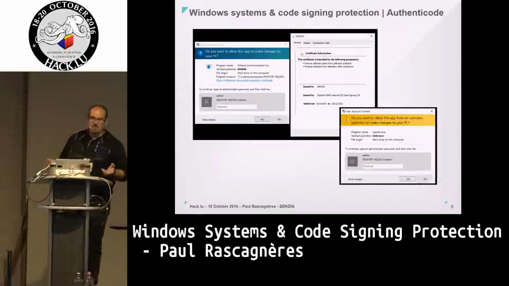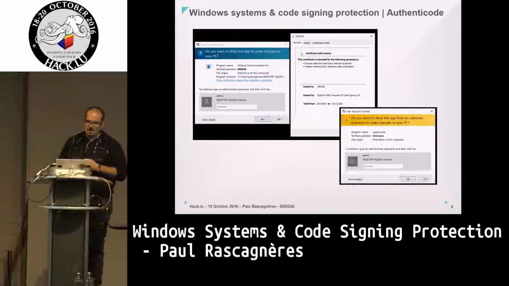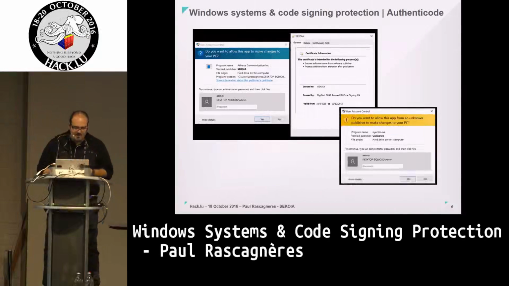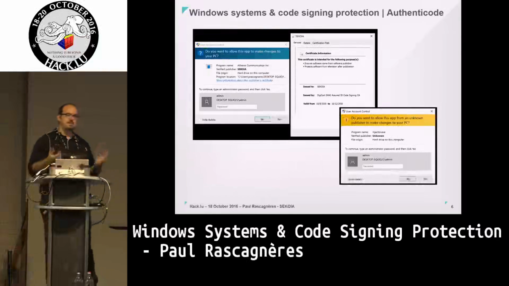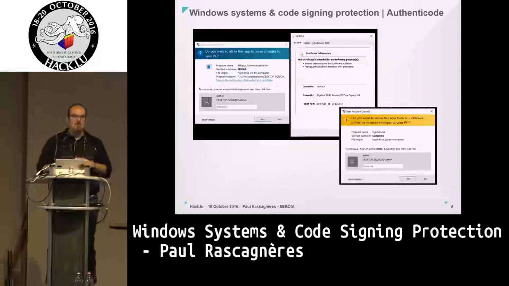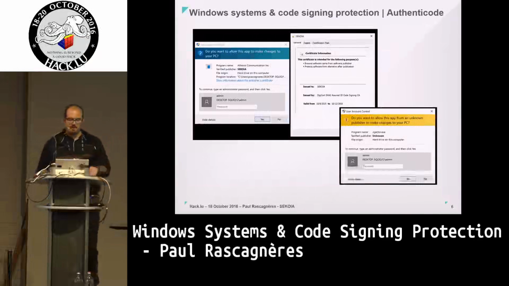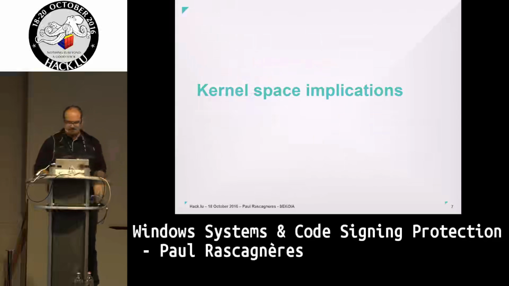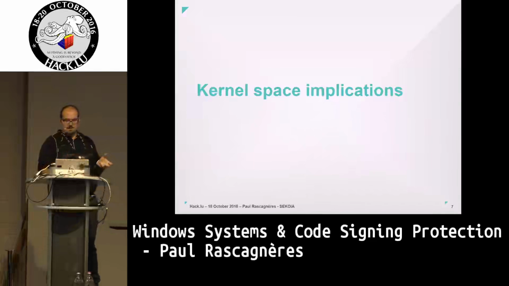I think you all already saw this kind of screenshot: when you try to execute a signed binary with administrator privilege, you have the name of the publisher, etc., and you must validate. If the binary is not signed, you have the yellow box here. So, the kernel space implication.